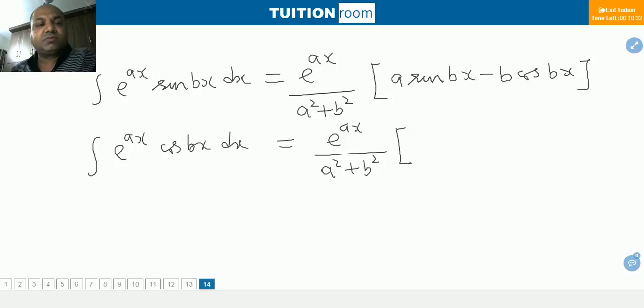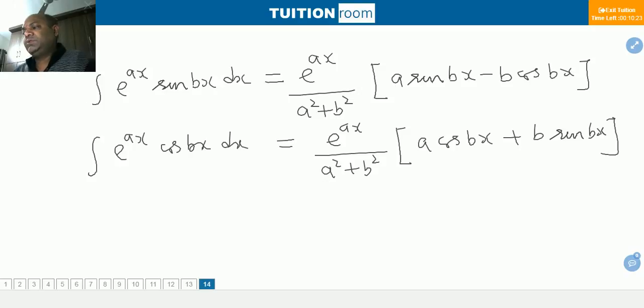Or in many of the problems it is used directly. And one use I am going to show you. Suppose we have the integral of e raised to power 2x sine of 3x. Suppose we have to find the value of this integral. Put it there in the formula. Put a equal to 2, b equal to 3. Directly we will get the answer: e raised to power 2x by 2 square plus 3 square, times 2 sine 3x minus 3 cos 3x. This is used directly in many examinations.